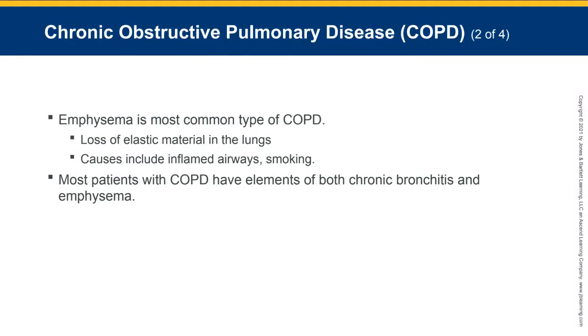So emphysema is the most common type of COPD, with loss of elastic material in the lungs, specifically the alveoli losing its surfactant. Causes include inflamed airways and smoking. Most patients with COPD have elements of both chronic bronchitis and emphysema. So they can have a combination of both, or they can have one that is more dominant, but both of these conditions will lead to chronic obstructive pulmonary disease.